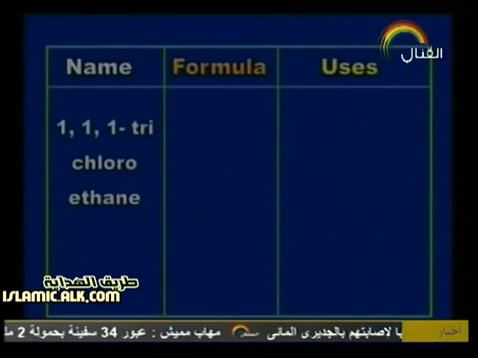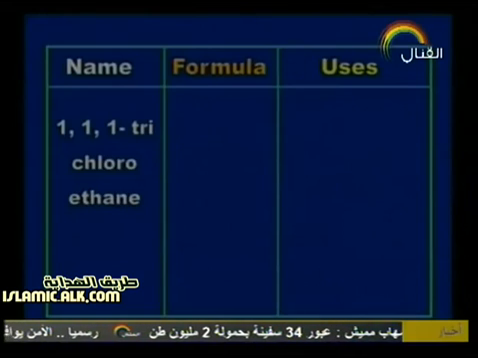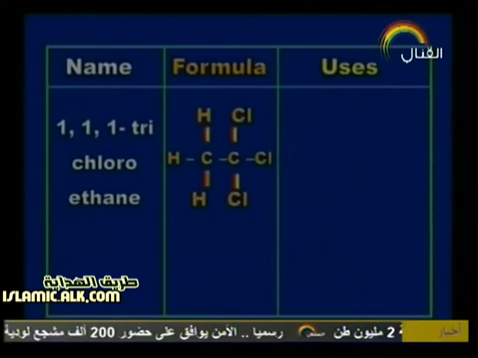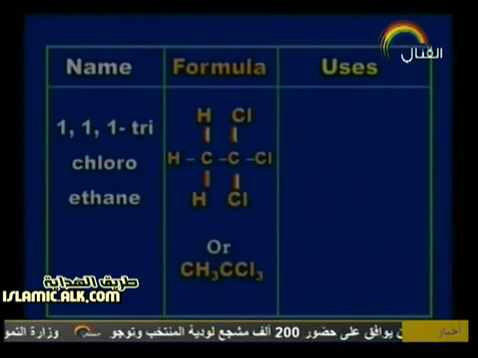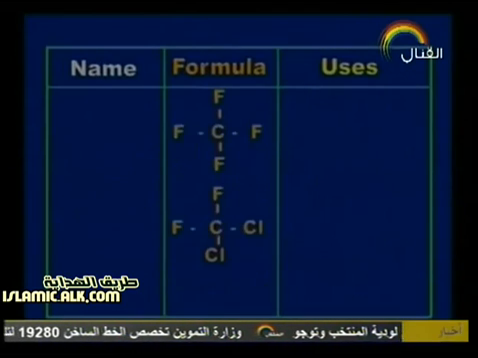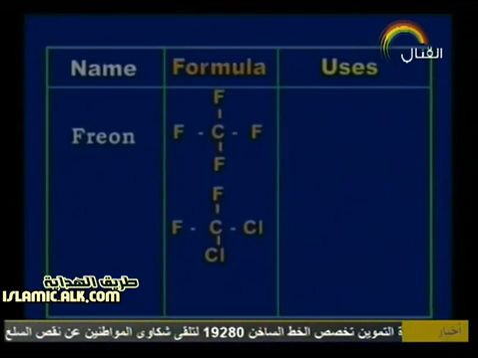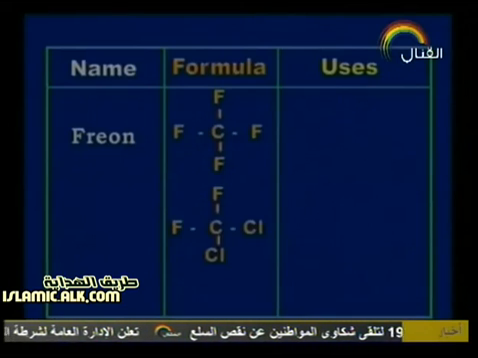Another compound, a halogen derivative of alkane, is 1,1,1-trichloroethane. Its structural formula, as shown on the screen, is CH3CCl3, and this compound is used in dry cleaning. Another compound here is freon, CF4 or CF2Cl2.